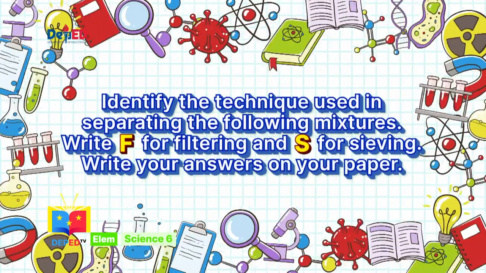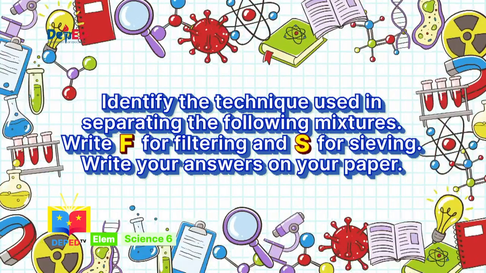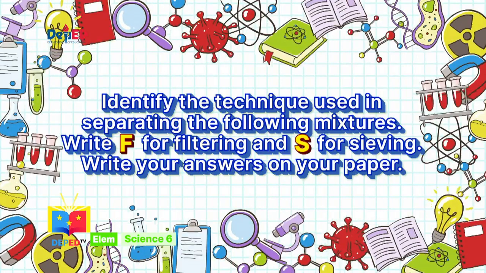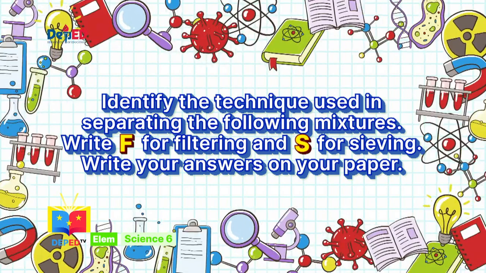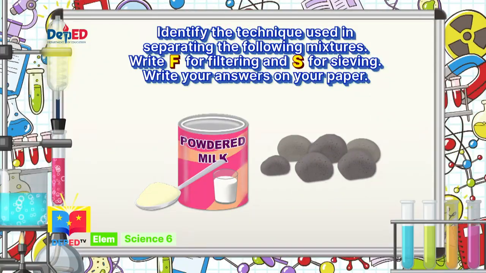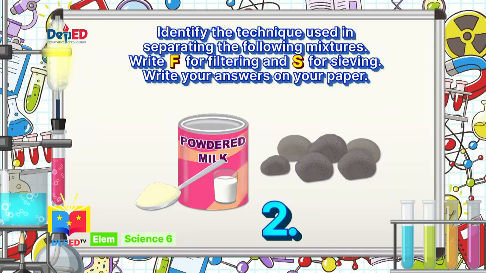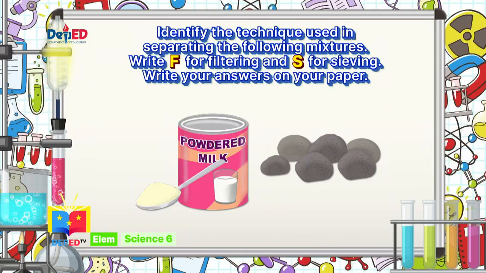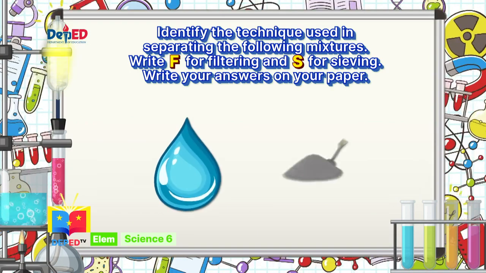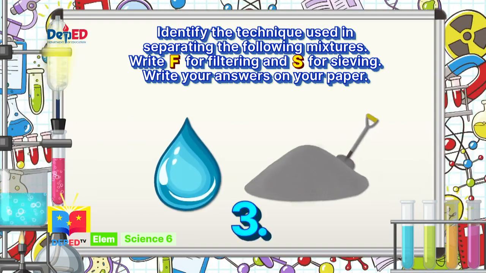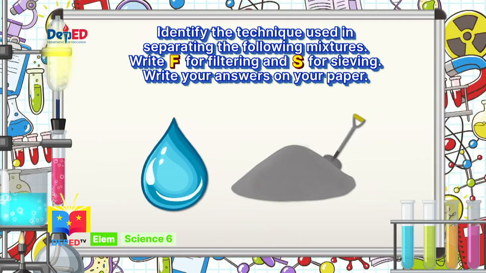Identify the techniques used in separating the following mixtures. Write F for filtering and S for sieving. Write your answers on your paper. Number 1. Powdered milk with small stones. The correct answer is S. Number 2. Water and sand. The correct answer is F.